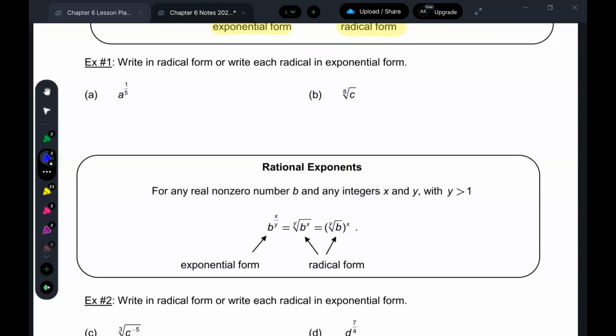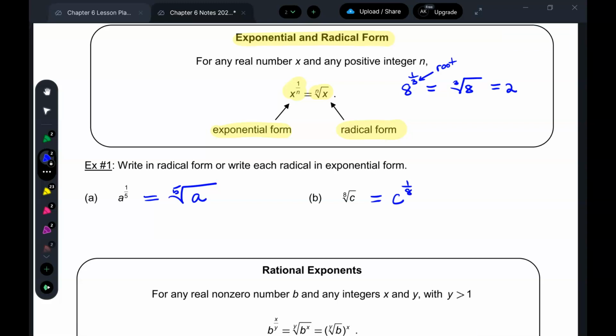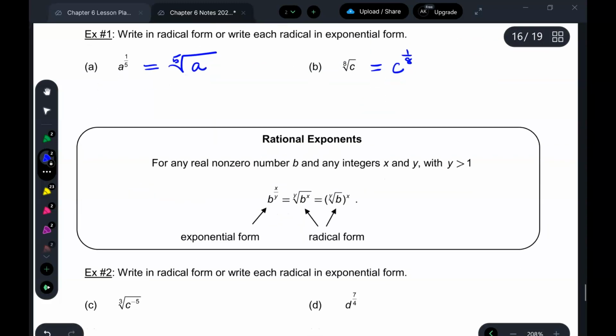So let's write a to the 1/5 in radical form. It would be the 5th root of a. And if it's the 8th root of c, that would be c to the 1/8. Okay. Now that's if the numerator is a 1. We just have a root. What if the numerator is not a 1?